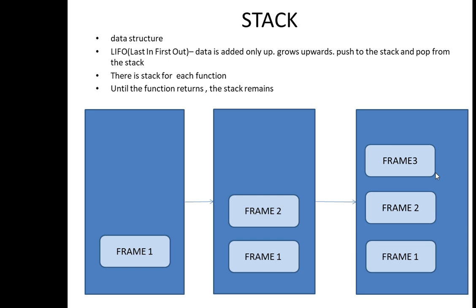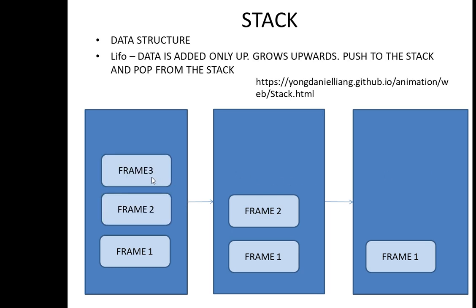All the information, in the sense of the local variables of that function, the arguments passed to the function, the information about the caller's stack frame, and where it has to return, the return address. So after frame 3 is executed, what happens? It has to return. Once function 3 is executed and the return statement is encountered, execution comes back to the place where it was called. So frame 3 is now removed from the memory. That means it is popped out.